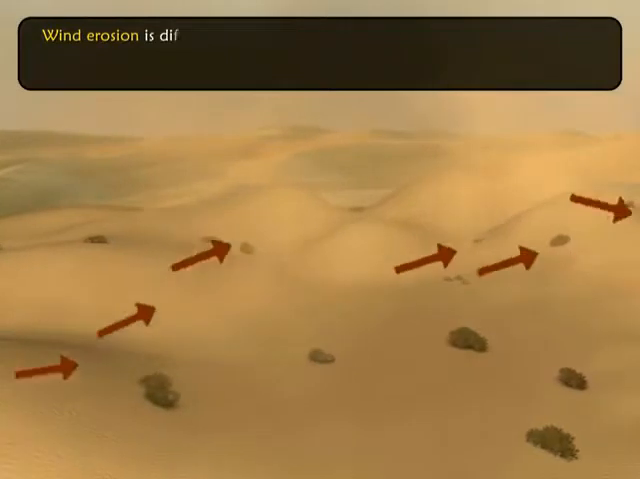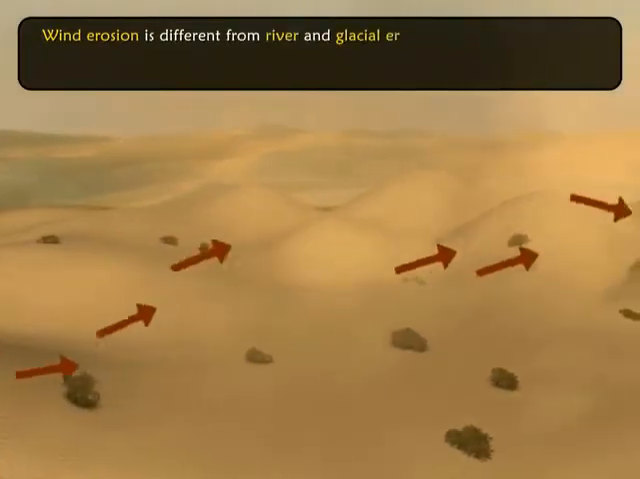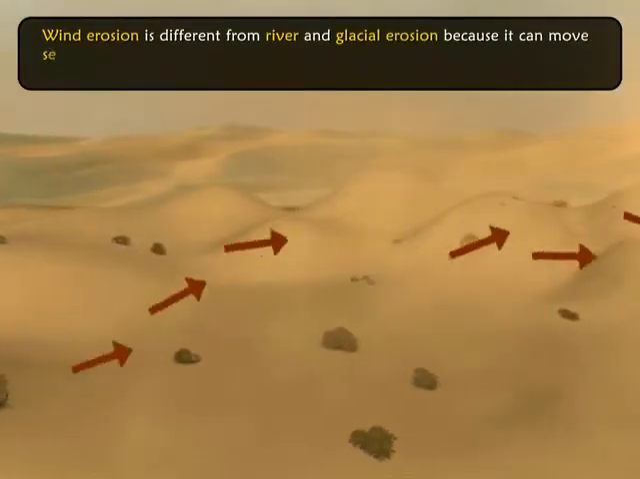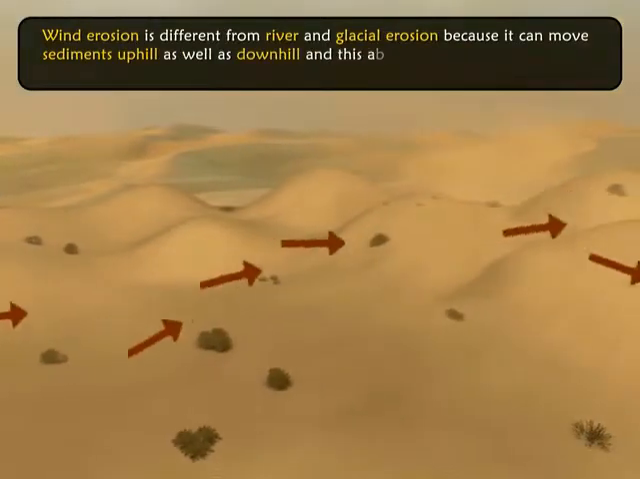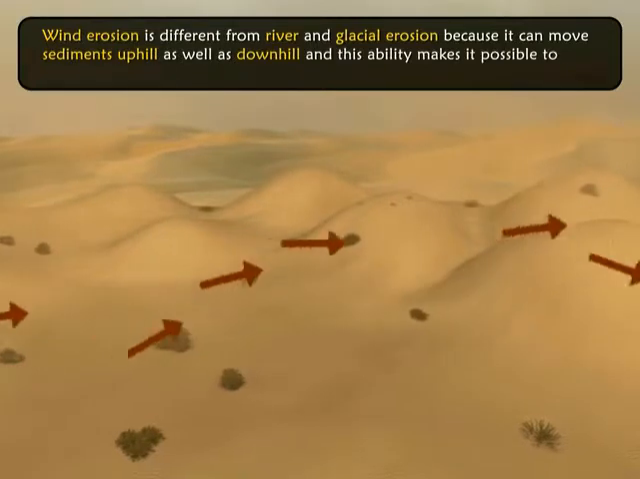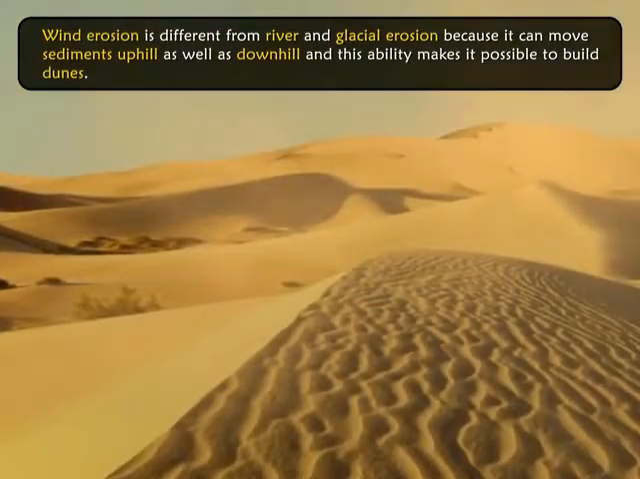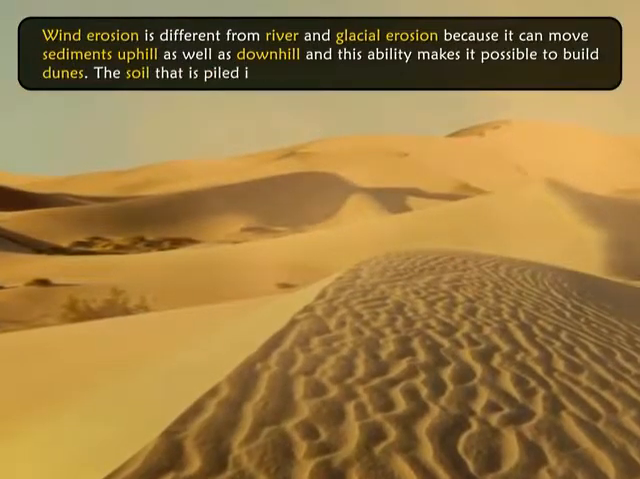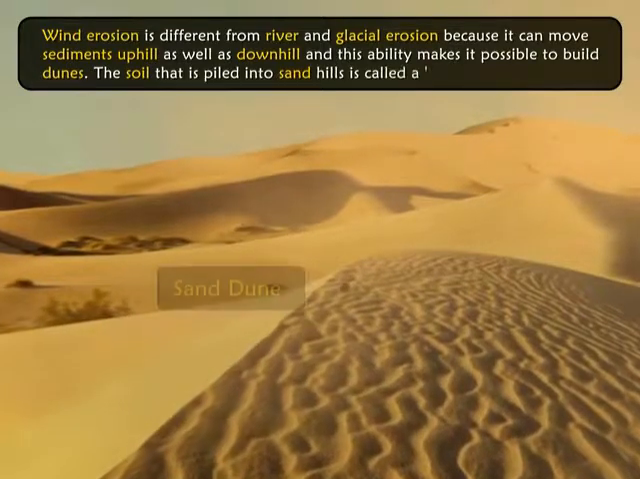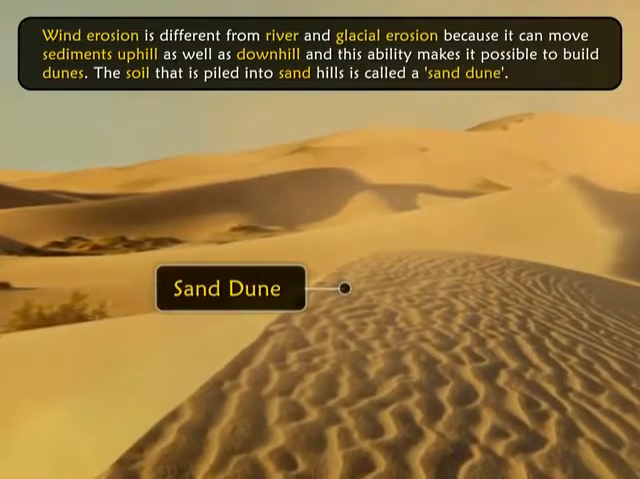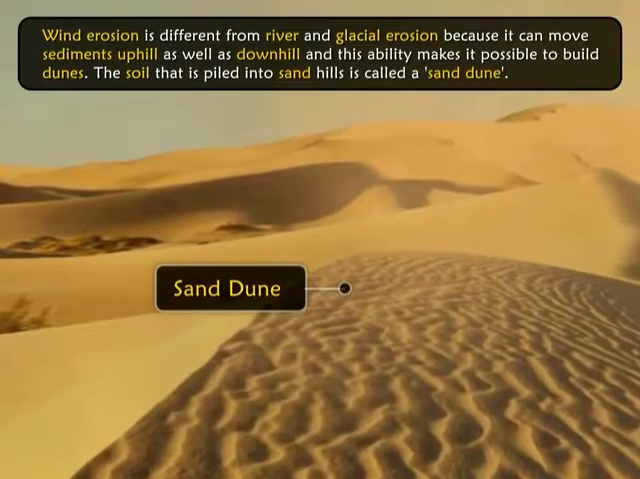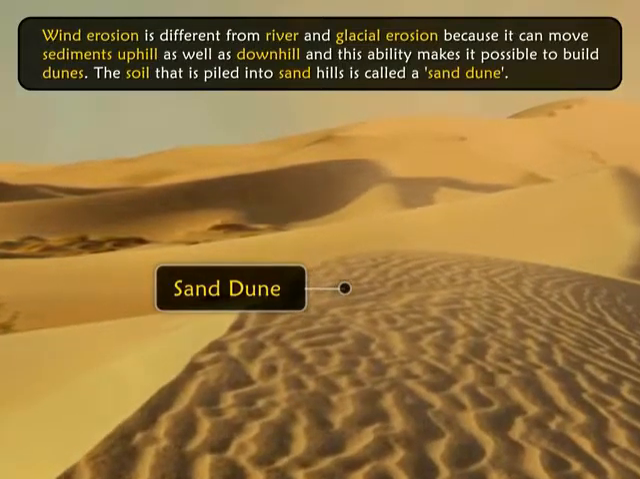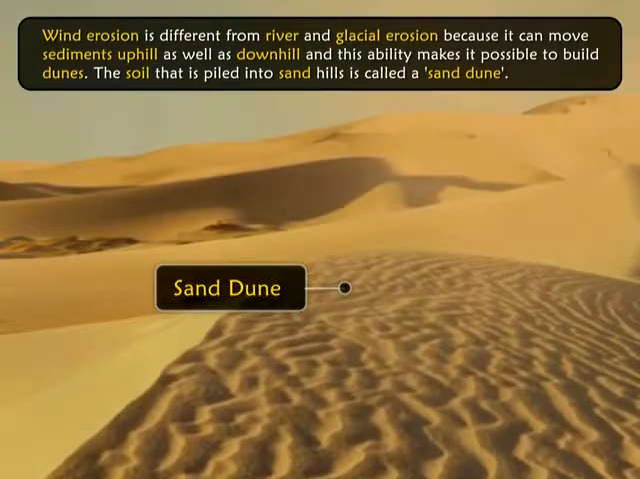Wind erosion is different from river and glacial erosion because it can move sediments uphill as well as downhill, and this ability makes it possible to build dunes. The soil that is piled into sand hills is called a sand dune. Every time a strong wind blows in this region, the shape and the position of the sand dunes changes.